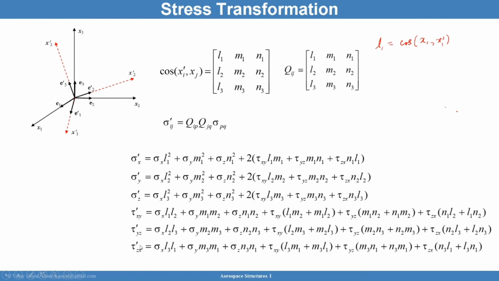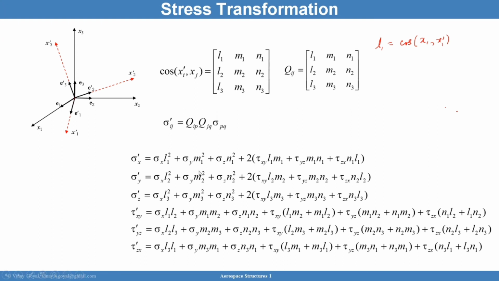I have expanded it here for you. And what I want you to notice is that sigma x, sigma y, sigma z, tau xy, tau yz, tau zx are known quantities in the x1, x2, and x3 system. And what I'm trying to do is find the stresses in a new coordinate system. And so I have to perform these calculations. Therefore, I have to get the direction cosines to be able to do that. And basically, I have to find the cosine between these axes to make this happen.